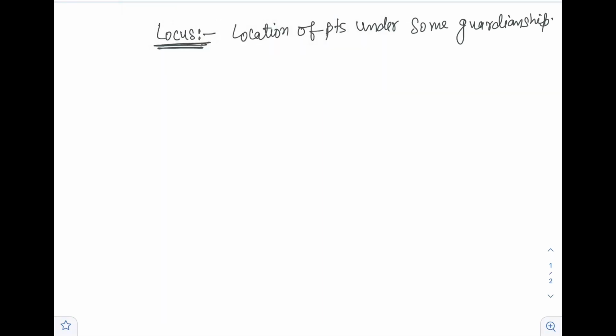For example, suppose I give you a guardianship that we have a fixed point A, and now Golu has to move in such a way so that his distance from this fixed point remains constant, and let's say that distance is 1 meter. तो अब गोलू कैसे मूव करेगा, कैसे चक्कर लगाएगा such that his distance is fixed from this fixed point? So of course it will be on a circle. That your common sense tells, right? So this curve, the path traced by Golu is known as locus of Golu.